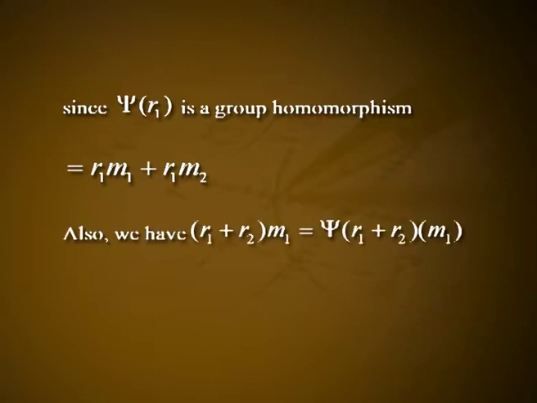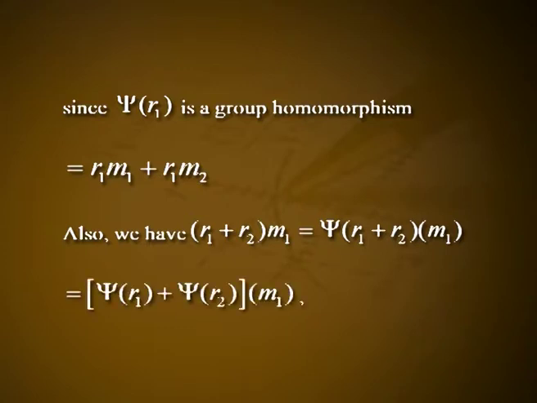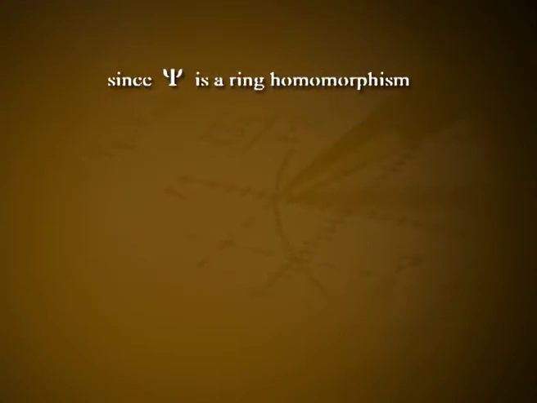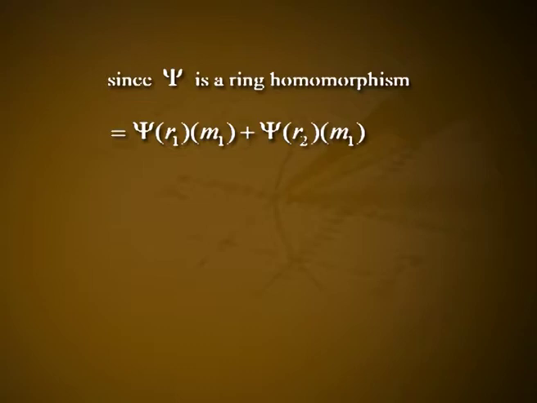Also we have (r1 plus r2) of m1 is equal to psi of (r1 plus r2) of m1, which is equal to psi of r1 plus psi of r2 of m1, since psi is a ring homomorphism, which is equal to psi of r1 of m1 plus psi of r2 of m1.